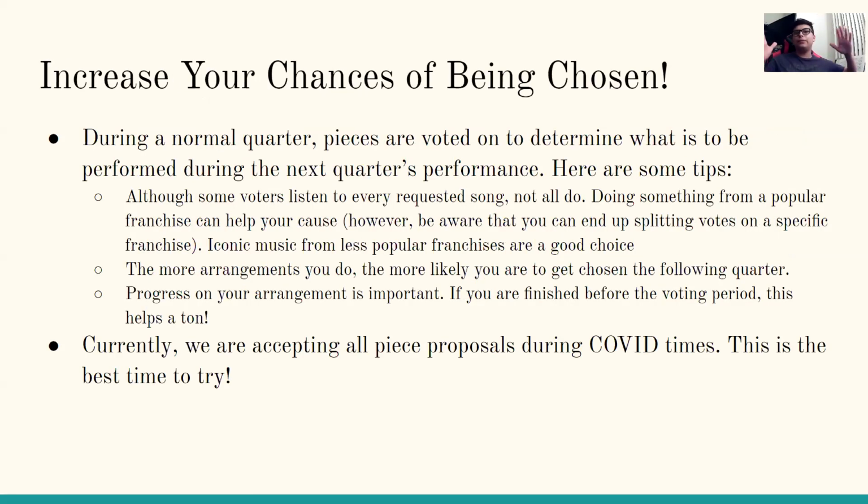All right. So during normal quarters, we do have a voting process. So I'll briefly go over it. Some voters listen to every requested song, but not all do. So choosing something from a popular franchise can help your cause, but that's also a double-edged sword because if you pick a popular franchise, you might end up vote splitting. Someone might want to do something from, let's say, Fire Emblem, and there's 3 different Fire Emblem songs being recommended. And so people end up voting for the different Fire Emblems, and then boom, nobody does Fire Emblem. So you've got to be careful on that kind of stuff.